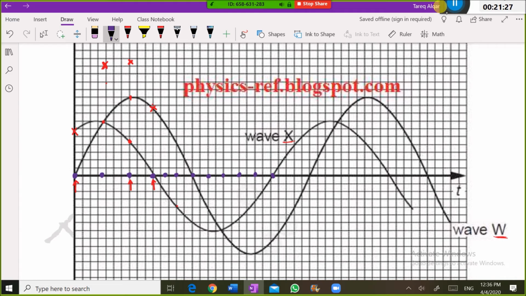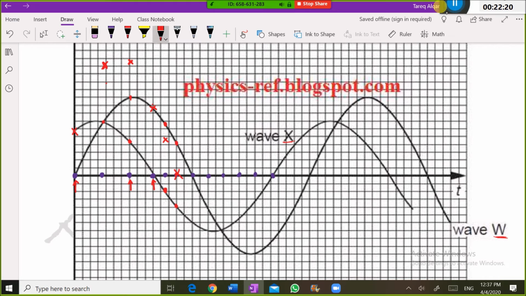This position, pay attention. Here for wave W, it's -2, right? For wave X, 1, 2, 3, 4, 5, 6, 6.5. 6.5 plus minus 2 is 4.5. So the resultant will be here. Okay? Here, in this position, guys, -4, here +4, or +4 or -4. So the resultant is 0.